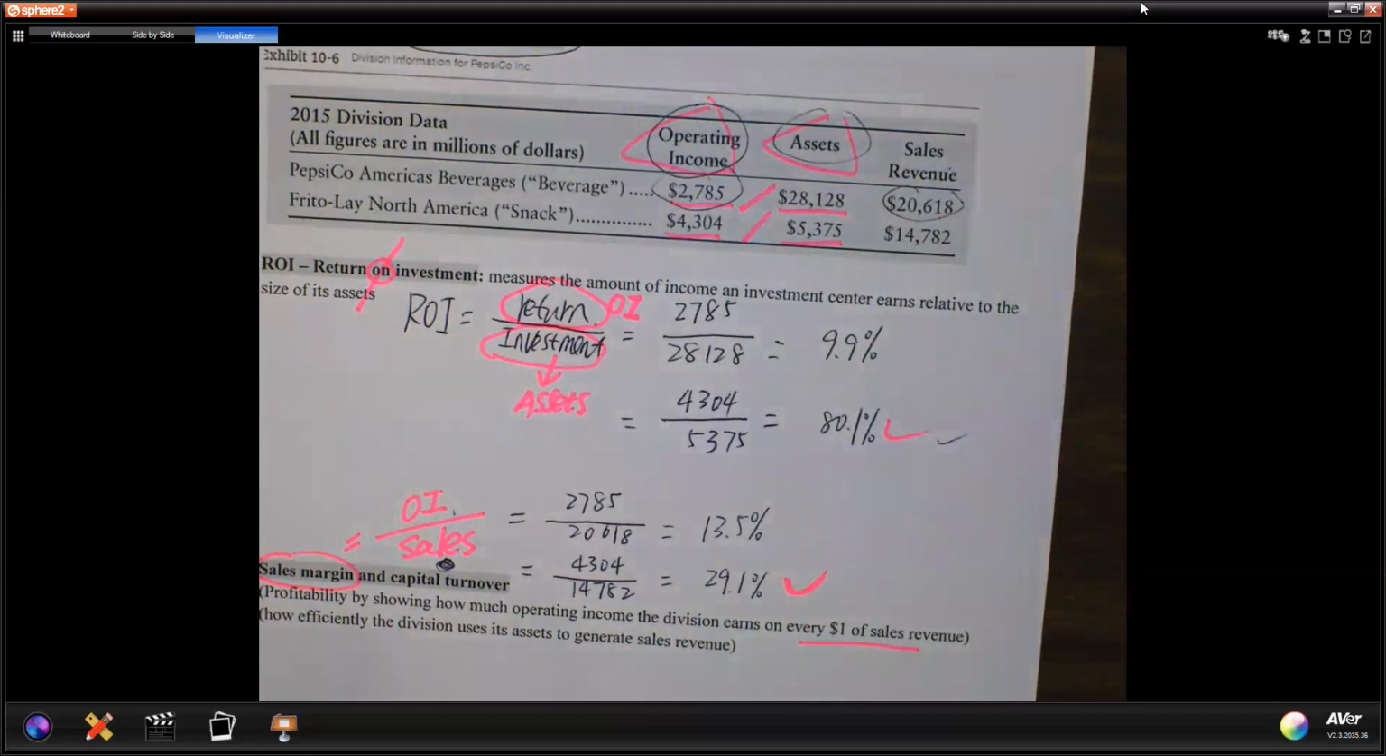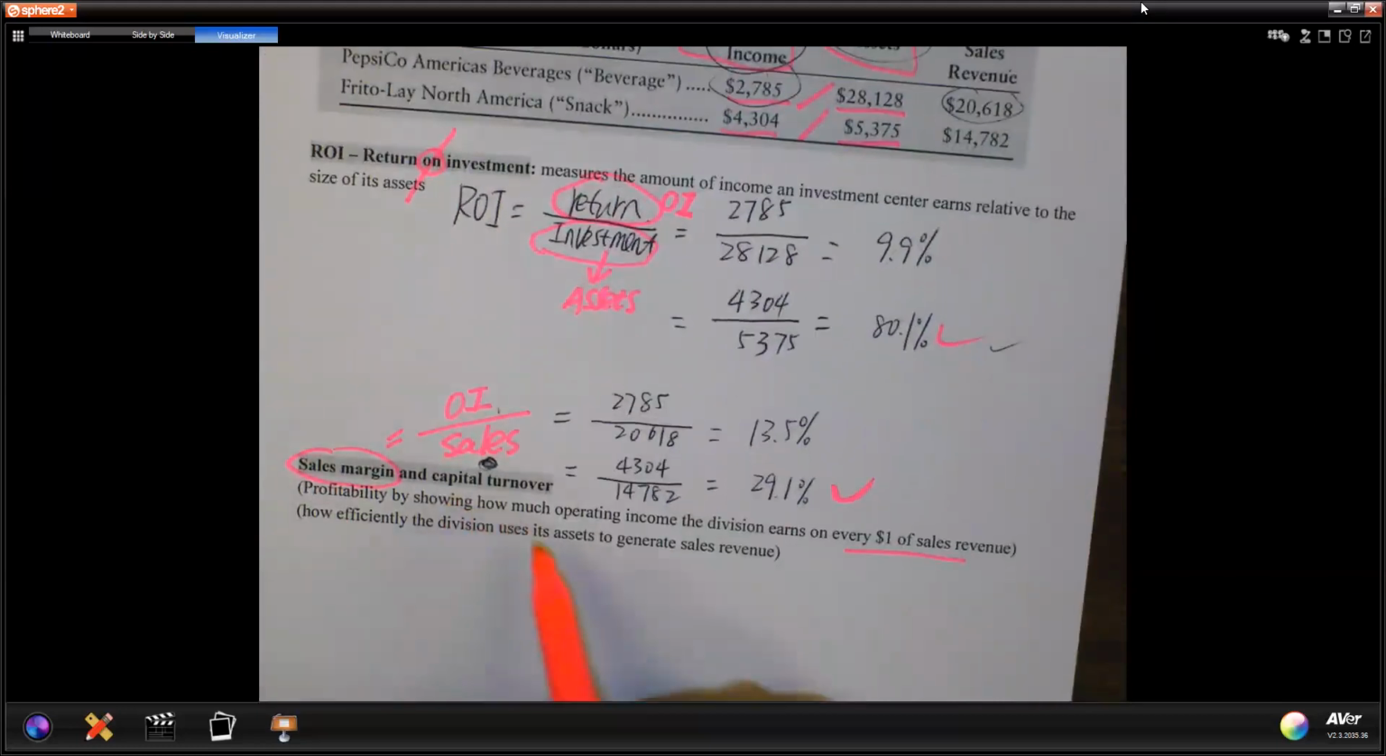Next one, talking about capital turnover. Capital turnover measures how efficiently the division uses its assets to generate sales revenue. What's the meaning? How do you use your assets to generate sales revenue? So how do we get the number? It is your sales revenue divided by your assets. How much of your assets generate your sales revenue?